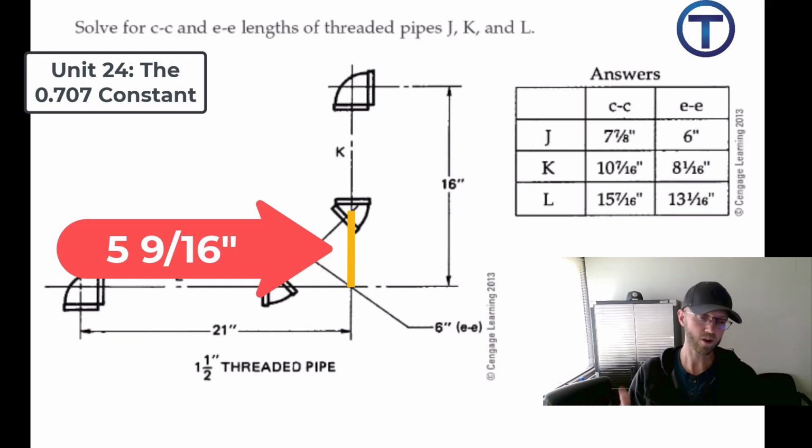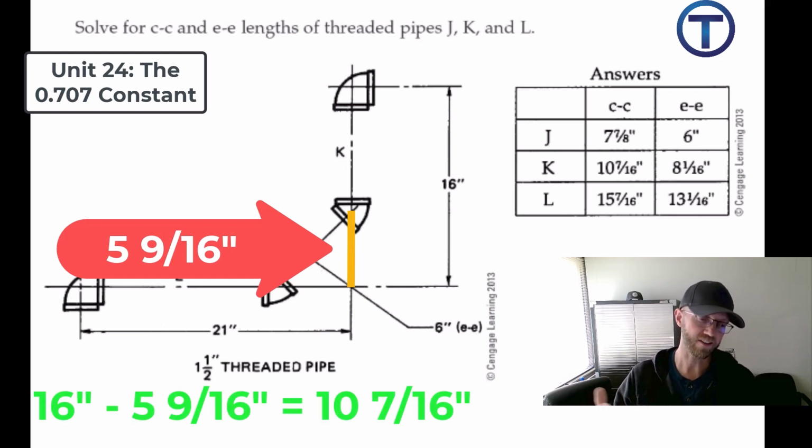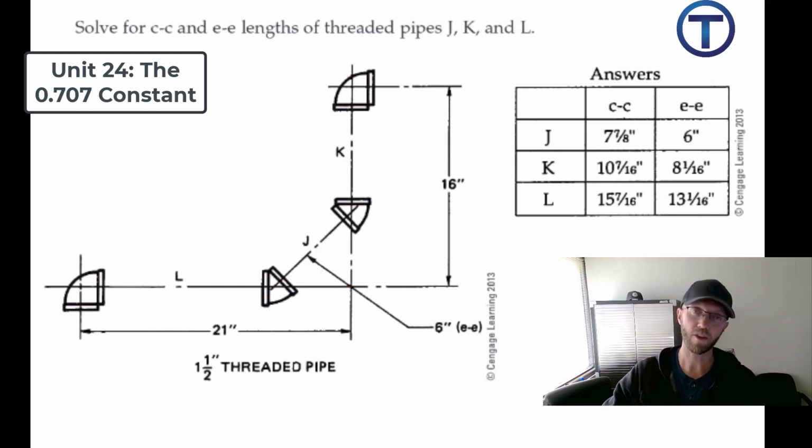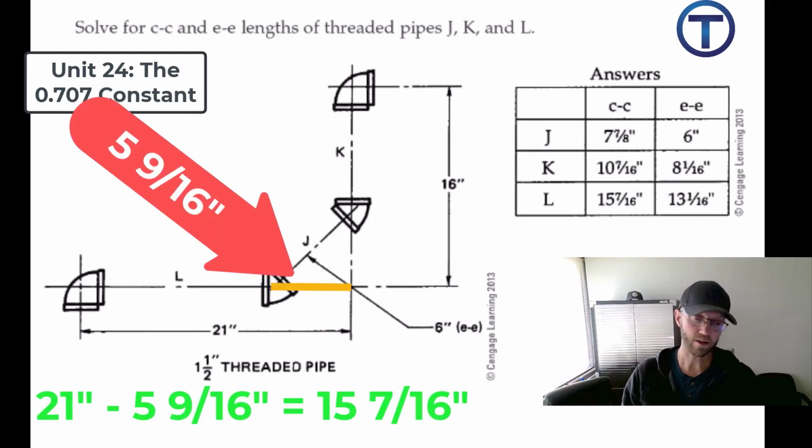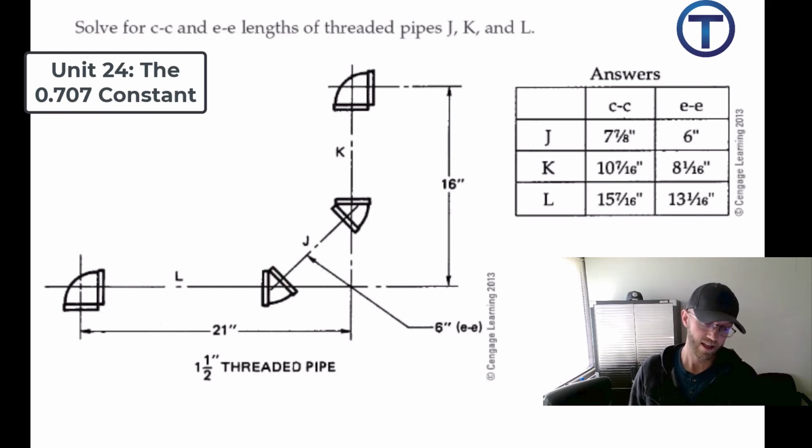For K, we're going to subtract off 5 9/16, and that's going to give us a center-to-center measurement of 10 7/16. Once we have the center-to-center measurement, we can then deduct for our fitting allowances and figure out our end-to-end. Similarly, for pipe L, we're going to take that same offset, which turned out to be 5 9/16, and we're going to subtract that from 21, which we have across the bottom. That gives 15 7/16. When we subtract for our fittings off of that 15 7/16, then we can find our end-to-end.